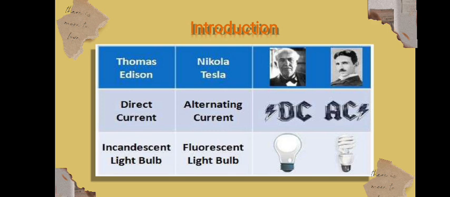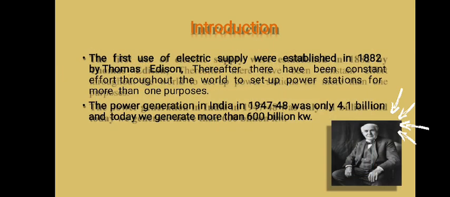Thomas Edison invented the direct current incandescent light bulb, while Nikola Tesla developed the alternating current fluorescent light bulb. The first use of electric supply was established in 1882 by Thomas Edison. Thereafter, there have been constant efforts throughout the world to set up power stations for more than one purpose. The power generation in India in 1947 to 48 was only 4.1 billion, and today we generate more than 600 billion kilowatts.